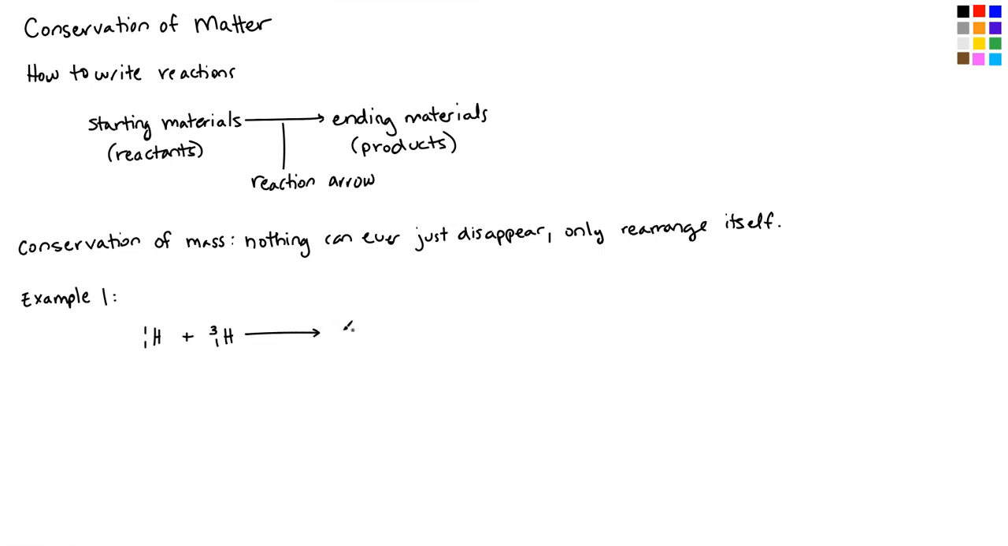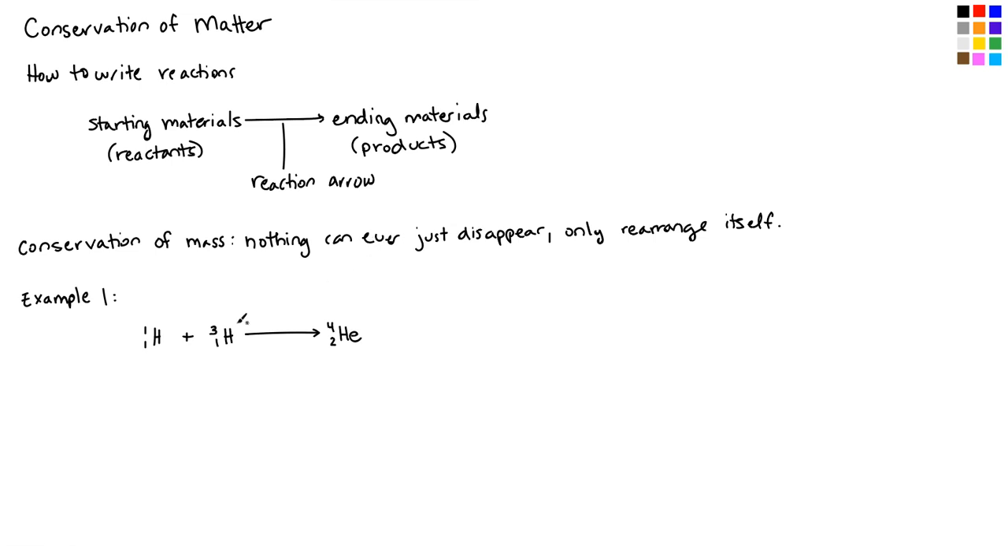I've drawn my arrow now, so now I'm telling you that these two things are what I'm starting with. And now what I end up with is this. I'm going to write that I end up with a helium atom. And now if it's helium, it must have an atomic number of 2. If you don't believe me, look at your periodic table. Helium has an atomic number of 2. And I'm going to draw that it has a mass number of 4.